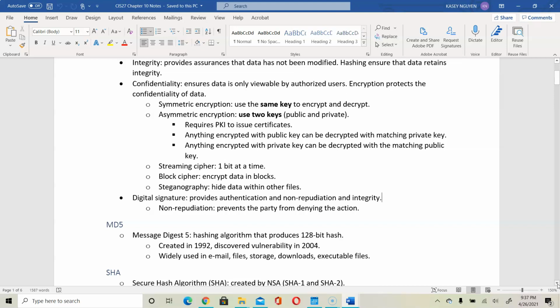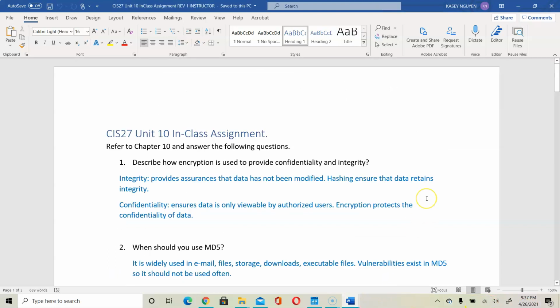It is not the best technology to implement. However, you would often see MD5 implemented when you download files. For example, if you need to download an ISO or an application, often you would see websites implementing MD5 because it's easy to implement.